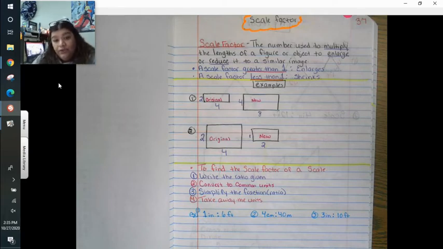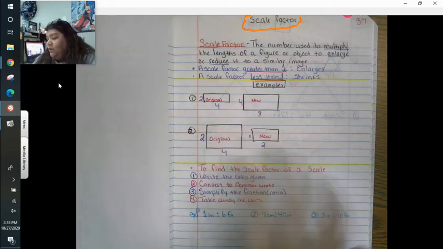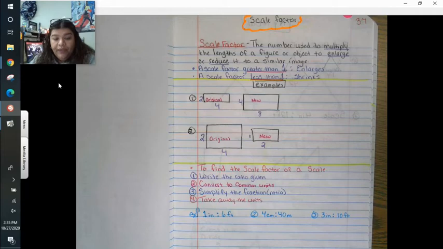So there's two ways to find the scale factor. One is if they're giving you figures. If they give you these and they want to know what's the scale factor that these have been either enlarged or reduced by. The other one is going to be with actual scales, that we just did on the scale drawings. So two ways. I'll show you the first way.